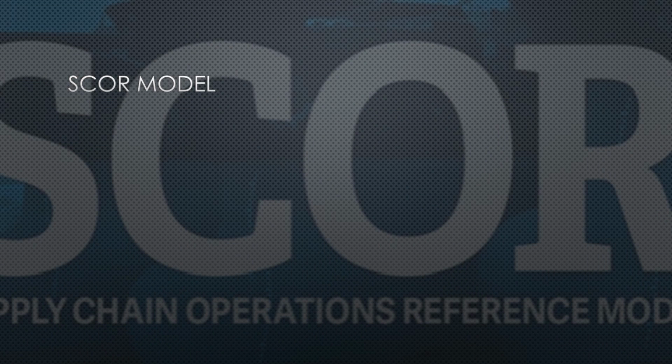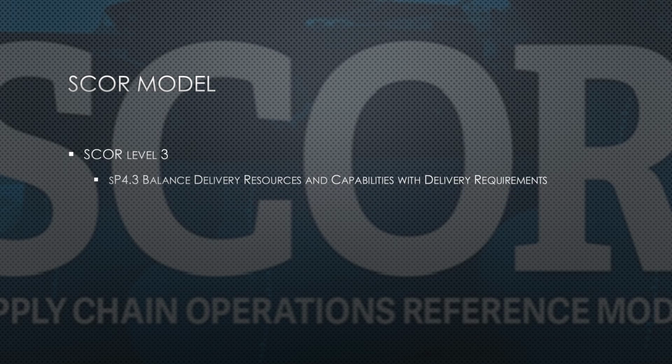Next, we are going to discuss the SCOR model. SCOR stands for Supply Chain Operations Reference. More specifically, we're going to discuss how CMMS supports SCOR model level 3. Balance and delivery of resources and capabilities is one way CMMS supports SCOR level 3. It does this by keeping assets available and running smoothly. It also supports the transfer of product and the shipping of product. Once again, it does this by keeping assets available and running smoothly.